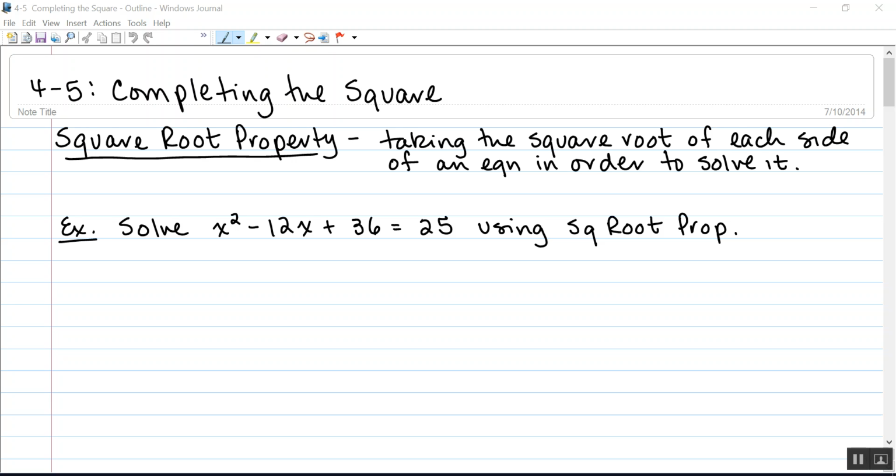Section 4.5 is on completing the square. You might recall from Algebra 1 the square root property. That is, taking the square root of each side of an equation in order to solve it. Let's take a look at an example of how that works.